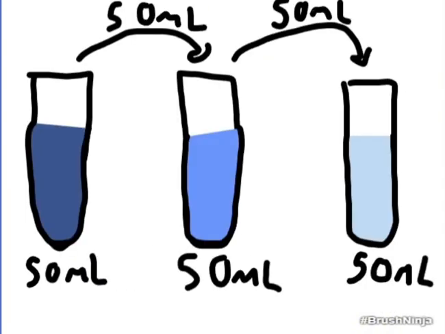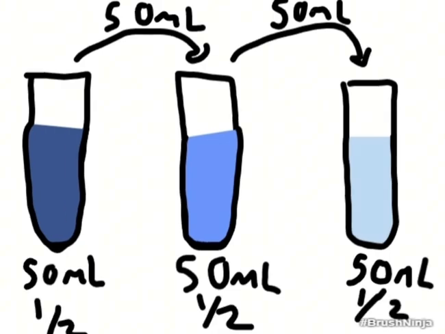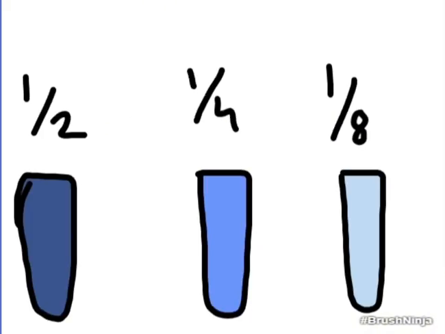Let's look at a twofold serial dilution. To calculate the tube dilution, we take the volume of a sample, 50 milliliters, and divide by the total volume, 100 milliliters, and get 1/2 as our tube dilution. To calculate the final dilution for each tube, we just multiply the tube dilution of each tube together.